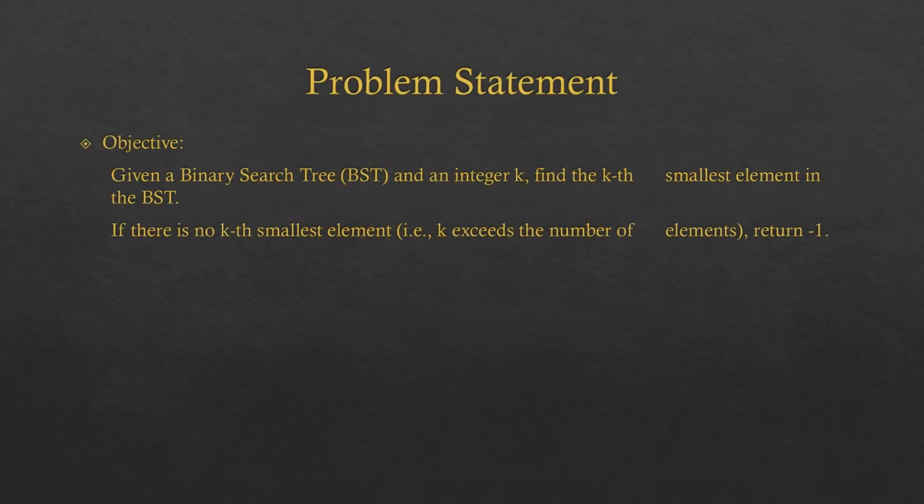Our goal is to find the kth smallest element in a binary search tree, BST. A BST is a tree where the left subtree contains values smaller than the root and the right subtree contains values greater than the root. We are given an integer k and a BST. We need to return the kth smallest element. If k exceeds the number of elements in the tree, we return -1.